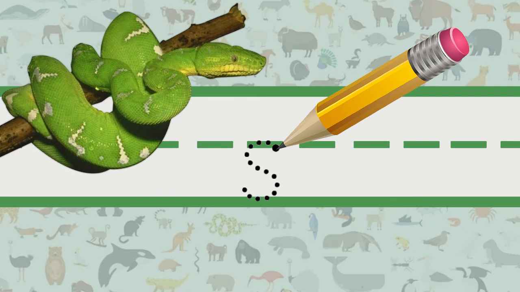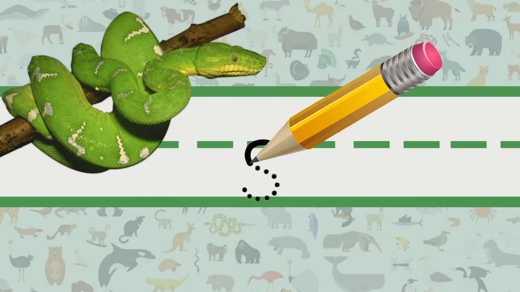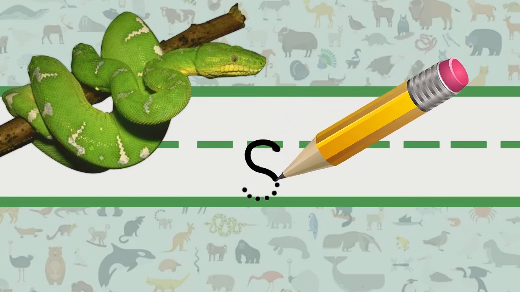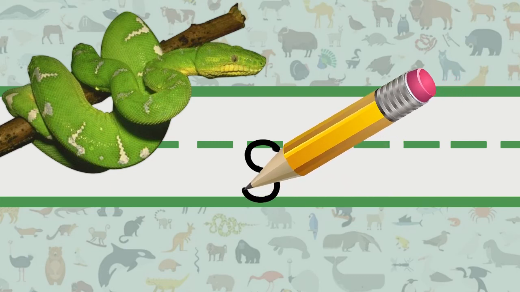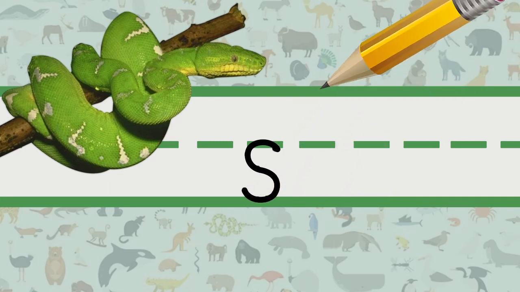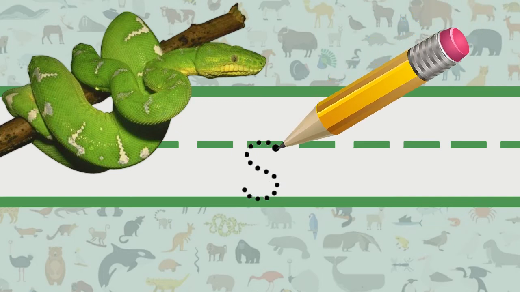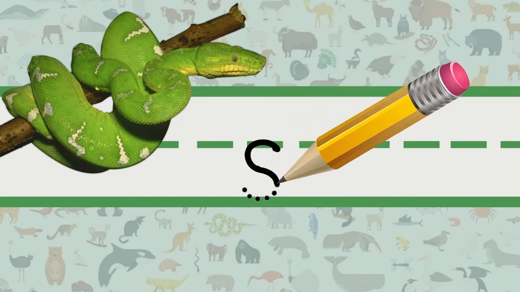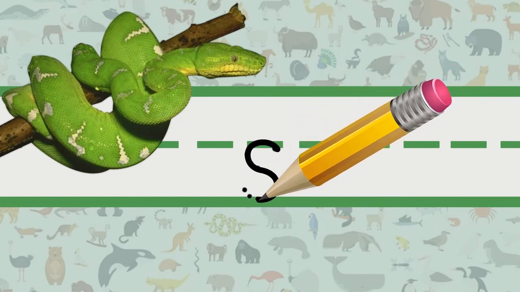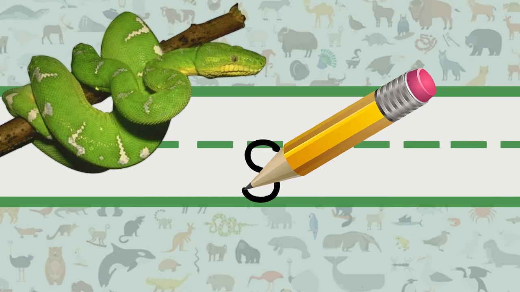Start at the middle and draw a curved line down, and then continue the curved line in the opposite direction to the bottom. Good job. Let's try that again. Start at the middle and draw a curved line down, and then continue the curved line in the opposite direction to the bottom.